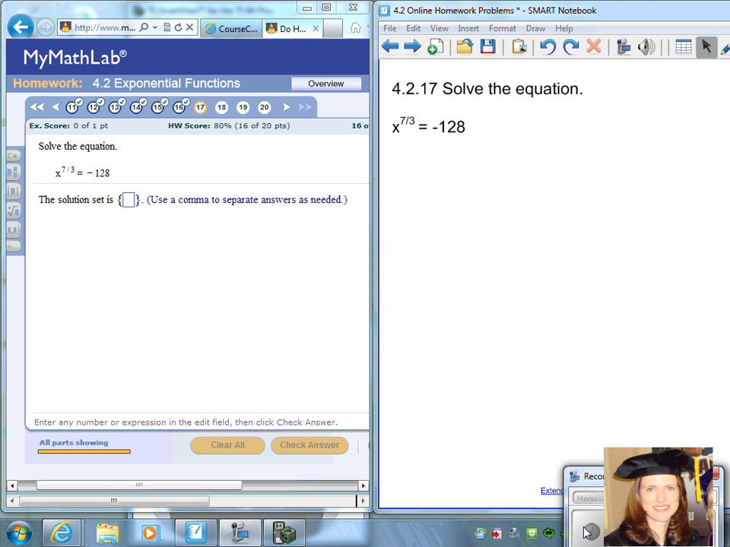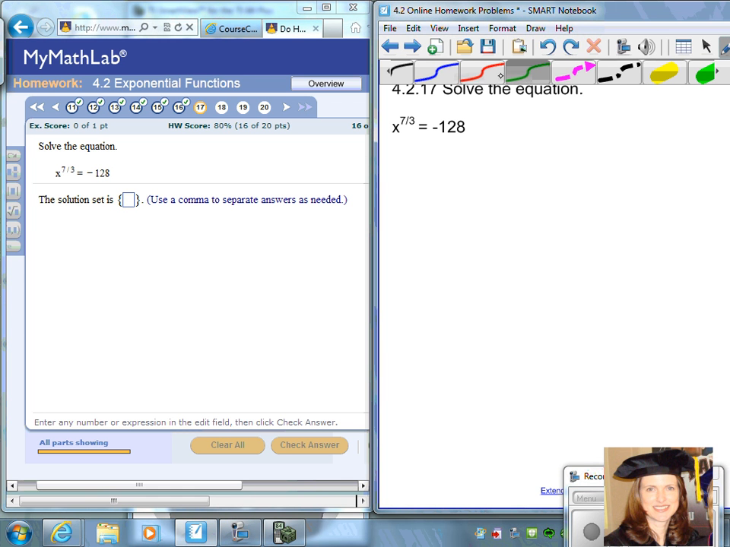Question number 17 from section 4.2, we have an equation: x to the 7 over 3 power equals negative 128. Now this one's a little bit different than all those previous ones where you could write both sides using the same base. It's actually not an exponential equation. It is an equation where the base is x, so there's really no way that you can write both sides using the same base. So the key in doing these is to get x by itself.